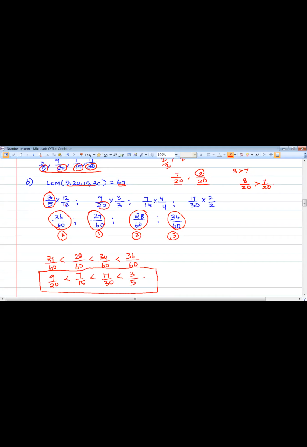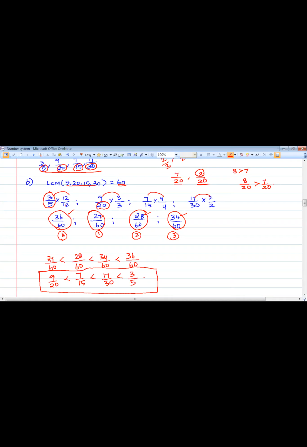20 with which number will you multiply to get 60? 3 by 3, 7 by 15, 4 by 4, 7 by 30, 2 by 2. So here we have got the answer: 3 12s are 36, 9 3s are 27, 7 4s are 28, 17 2s are 34.